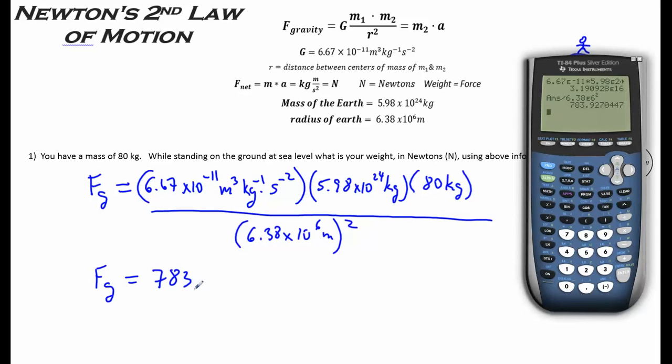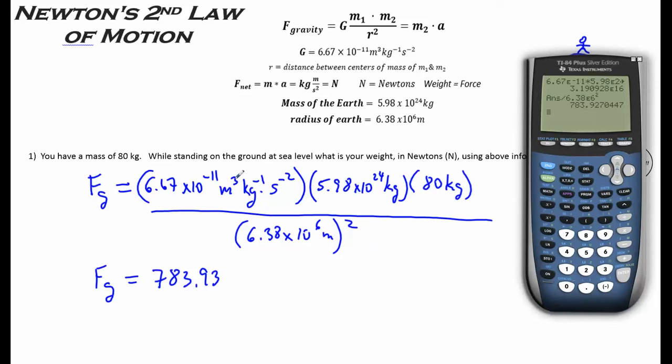783, and we're going to do it to the hundredth, so it's 9. The next value is 2, and we're going to leave it here, so we're going to look to the next position to the right, and it's 7, so we're going to round up to 3. Now let's see what our units are.